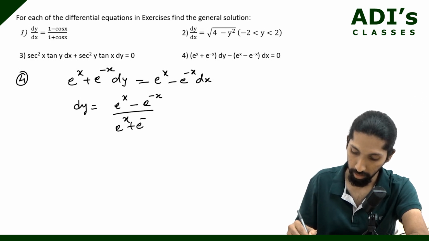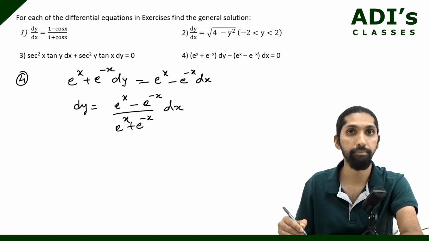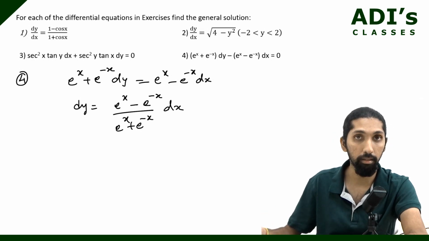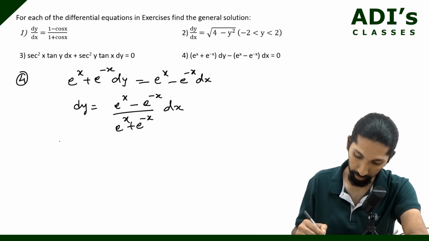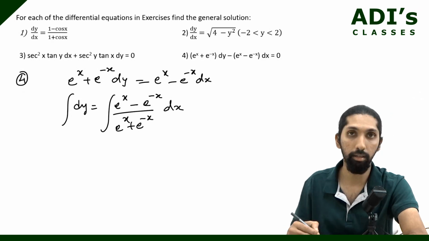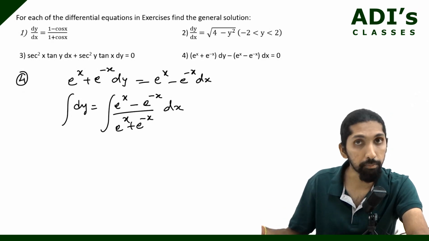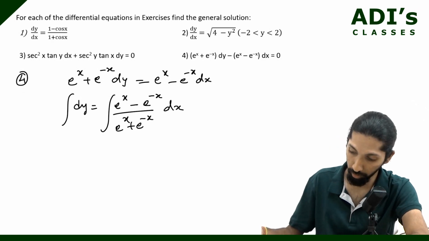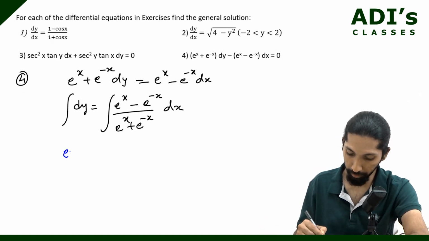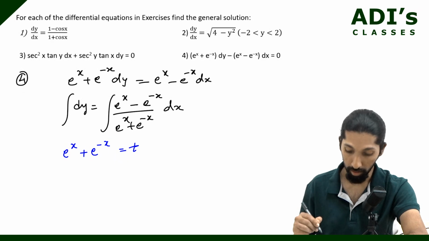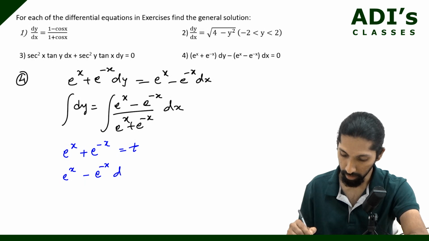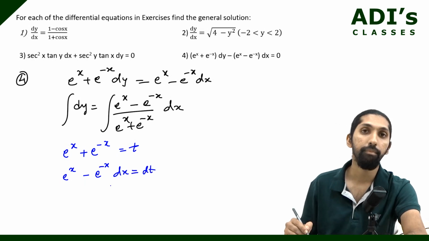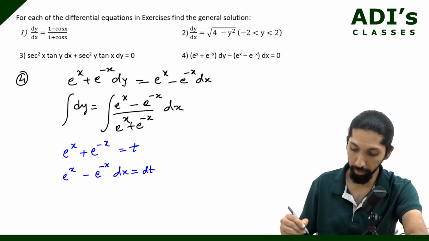x plus e power minus x dx, correct? Now we'll do the substitution method. Of course, guys, you have to write the integral sign, okay? What you have is integral of dy and integral of this one, right? Now we do the substitution method, alright? See, what we are going to do now is take e power x plus e power minus x as t. Then you will have e power x minus e power minus x dx is equal to dt. Correct? One step substitution we can do.